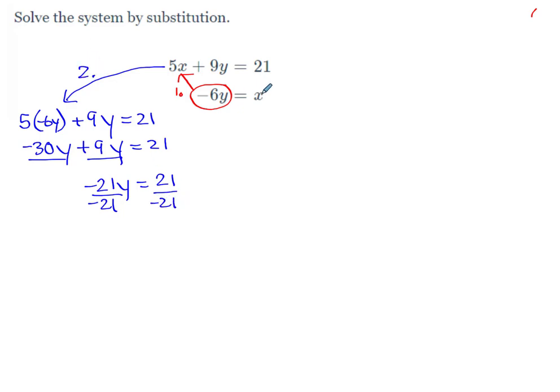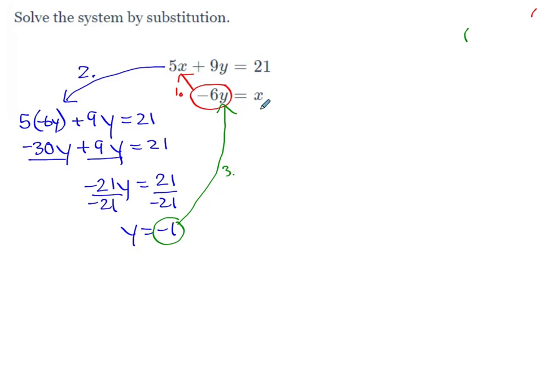Again, x was isolated, so I took negative 6y and substituted for x. Number 2, we simply go ahead and we solve and we find out what y is. So I've got y equals negative 1. After that, I'm going to go ahead and take this negative 1, and I will substitute that in for y in either equation, but I think the bottom one looks a lot easier.